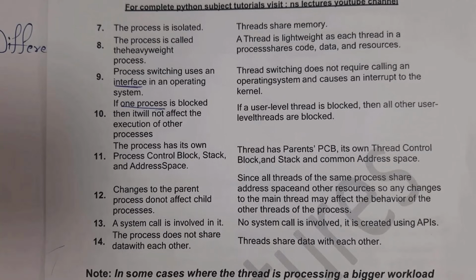In process we use system calls, whereas in thread we do not use system calls. The process does not share data with other processes, whereas a thread can share data with other threads. These are the differences between thread and process.